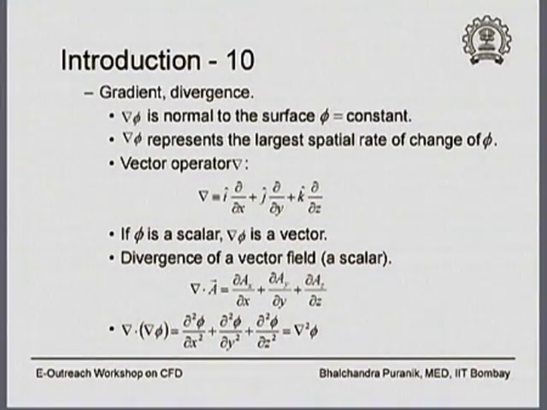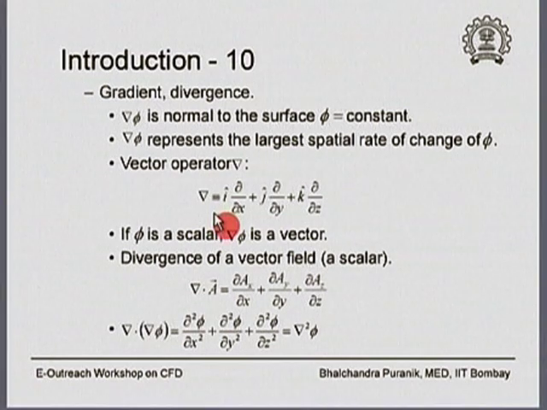So continuing to talk about the gradient, if you recall from your vector analysis, for the scalar function phi as a function of x, y, z, we can always devise surfaces of constant phi. Okay. So phi equal to phi 1 will be a constant surface, phi equal to phi 2 is another constant surface, and so on. So this gradient of phi turns out to be normal to the surface phi equal to constant, and in fact it represents the largest spatial rate of change of phi at a given point on the phi equal to constant surface. So, physically speaking, this gradient of phi turns out to be the largest spatial rate of change of phi at any point on phi equal to constant surface.